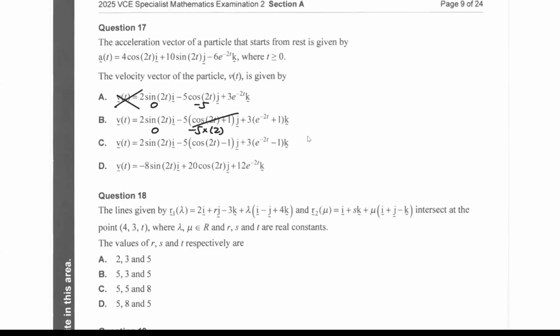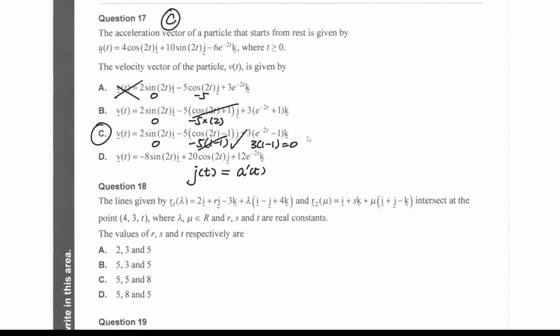Okay, let me check, let's say option C. 0 minus 5 times 1 minus 1. Yeah, that's 0. That's correct. So that's 3 times 1 minus 1, 0. If you check the last option, this one looks like the derivative of a of t. We call it jerk, the rate of change of acceleration. Okay, it's not the velocity. So option C is definitely the correct answer. Okay.